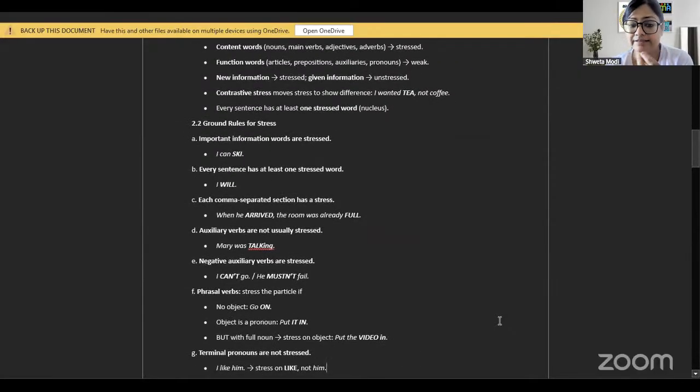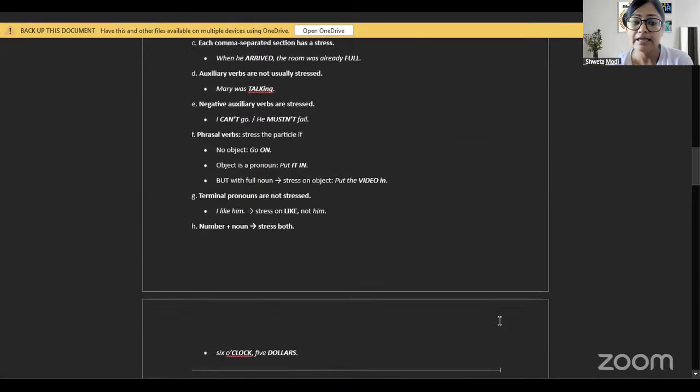Whenever you have a comma, just before the comma, you put a stress. When he arrived, okay? And if you have auxiliary verbs, we don't stress. But if it is a negative auxiliary verb, then you need to stress there. I can go. He must not fall. Because you're stressing, that's information. So we stress on the negative auxiliary verbs.